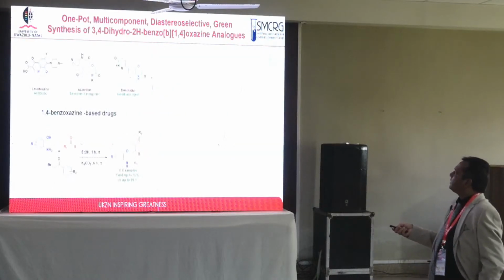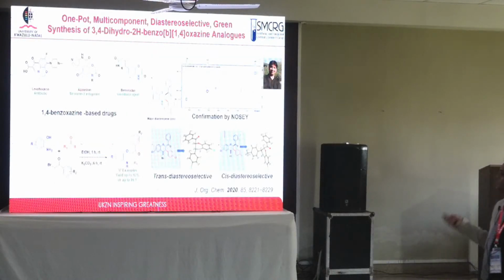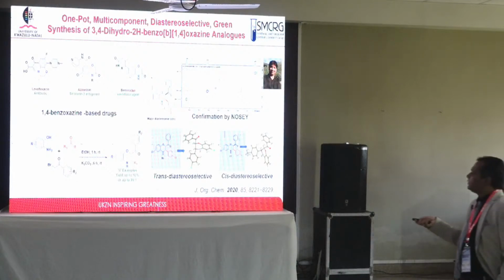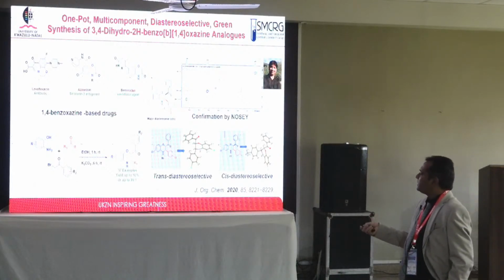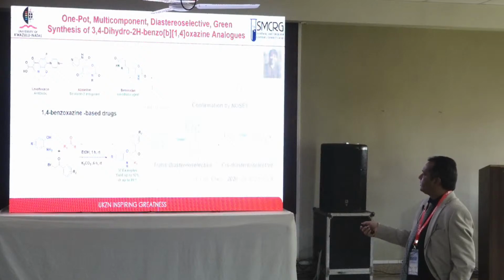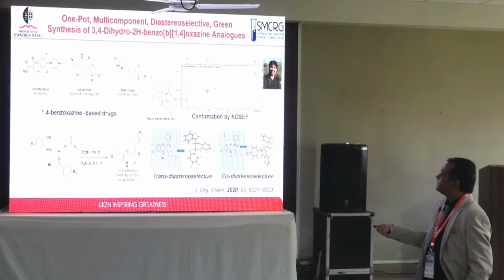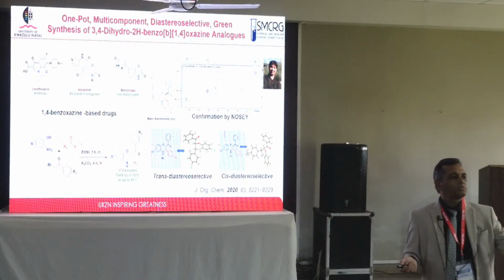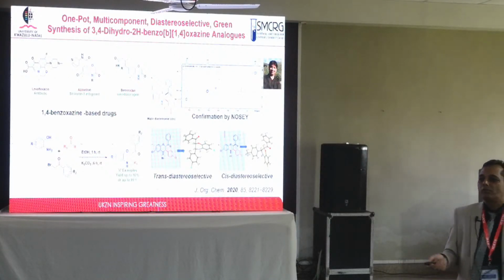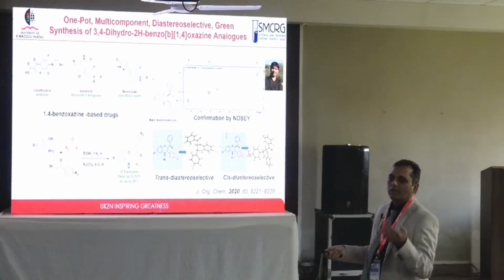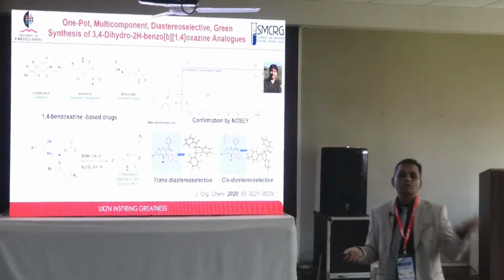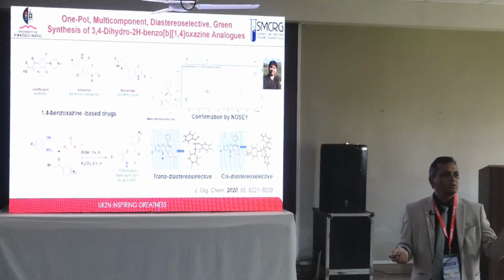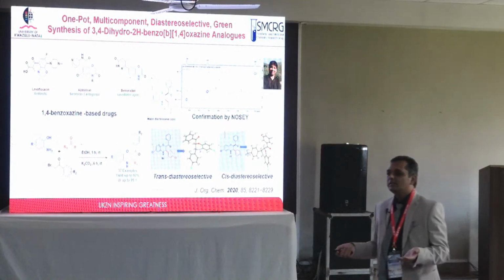Going further, this was done by Naveshwar. Here we also use some very cheap starting materials to make benzoxazines, and benzoxazines are core scaffolds of most of your antibiotics like ciprofloxacin and ofloxacin. I work on DNA gyrase, and these drugs are basically DNA gyrase inhibitors.